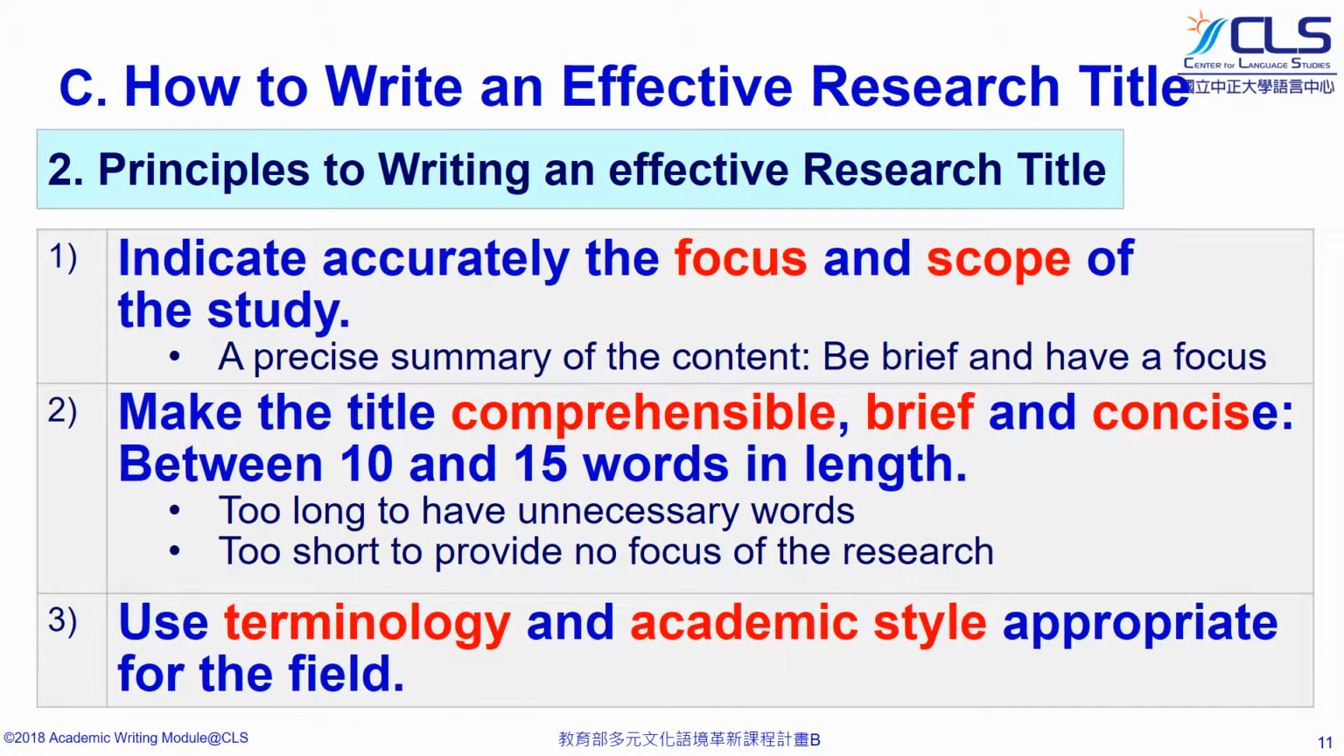Now let's move on to know more about how to write an effective research title with an emphasis on some basic principles. The first principle is to indicate accurately the subject and scope of the study, which means that the title should give readers a precise summary of the content, and it should be brief and have a focus. Second, make the title comprehensible, simple, and concise, between 10 and 15 words in length. The next principle is to use terminology and academic style appropriate for the field.